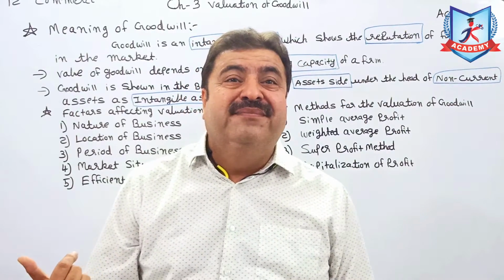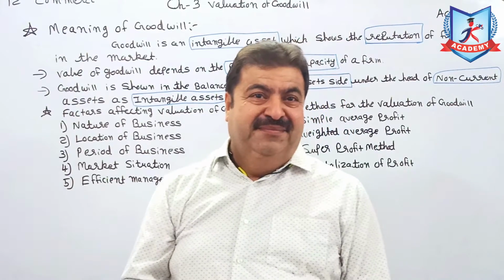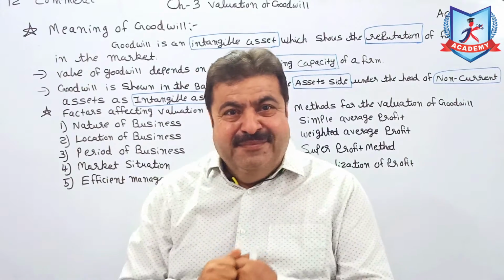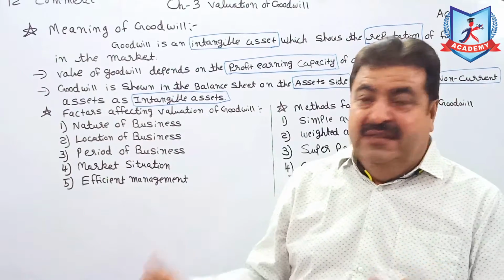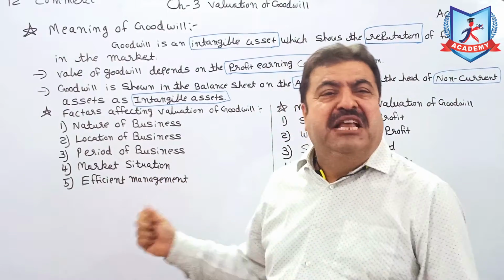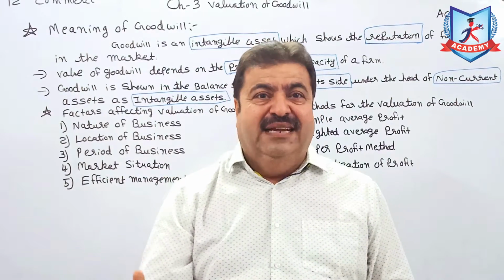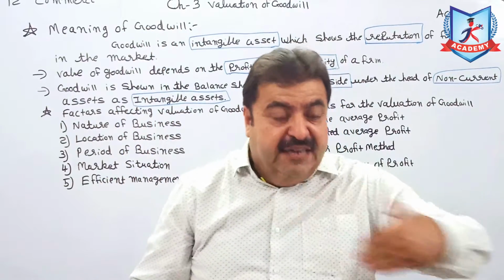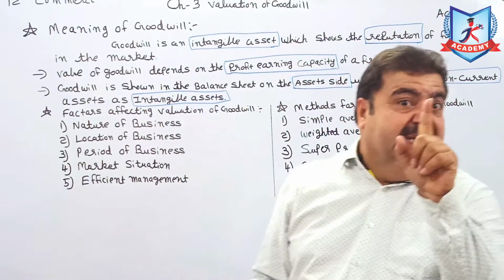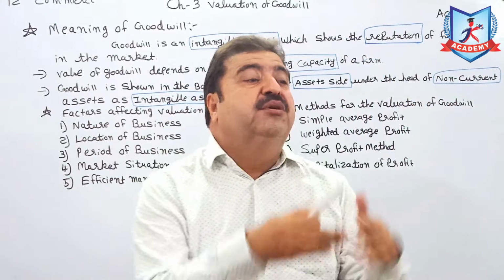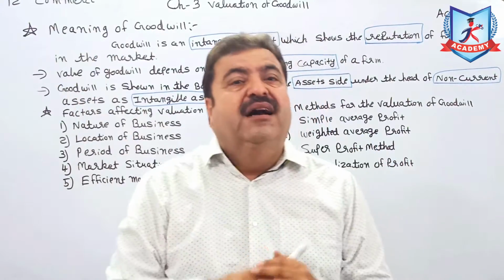Market situation: in the business in which you are enjoying monopoly, goodwill will be more. Efficient management is a very important point. If your management is efficient, you can reduce the costs and earn more profit by the reduction of cost. And personal skill: the business depends upon a particular person. So these are the factors affecting goodwill.